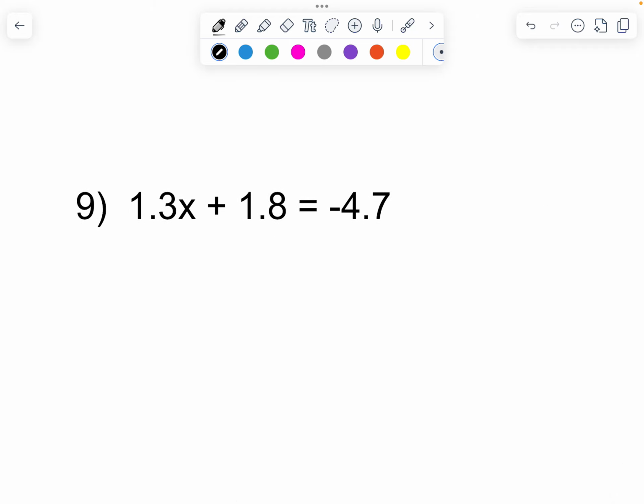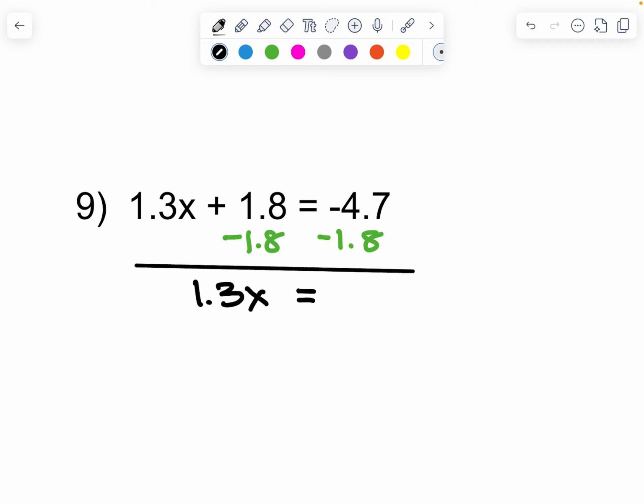Here we go. I'm going to first get rid of that 1.8. And bring down my equal sign. I have 1.3x equals, now these are both negatives. Let's add them. I've lined up my decimal. 7 plus 8 is 15. Carry the 1. Wouldn't that be 6.5?